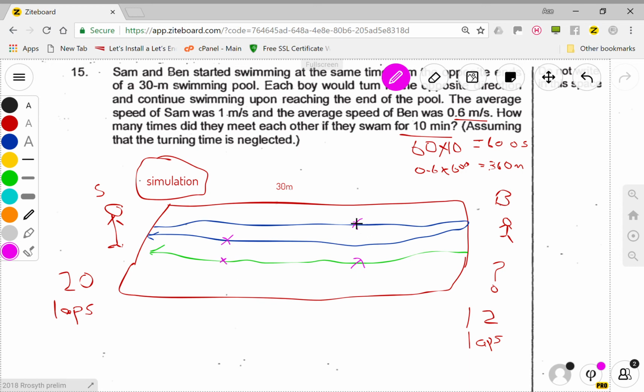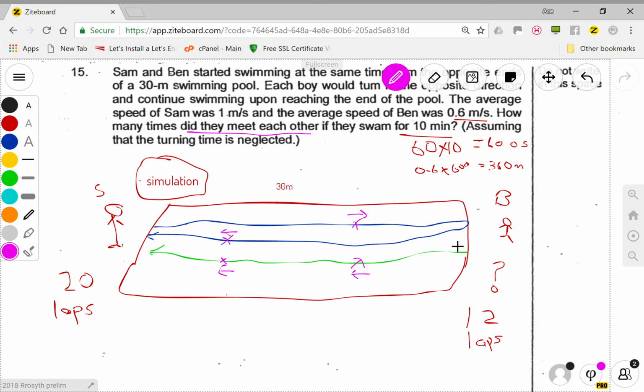Okay? Yes, correct. That is, you don't need to face to face. No need. This is just meet. How many times do they meet each other? So you see, pass each other. Okay, so you see Sam go here, they meet one time, right?